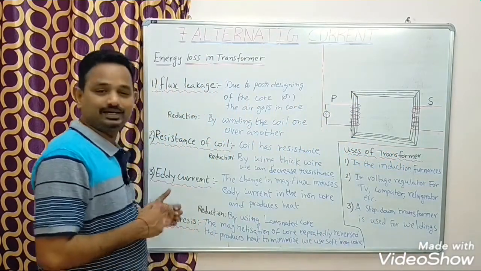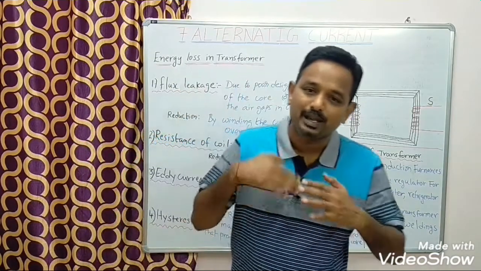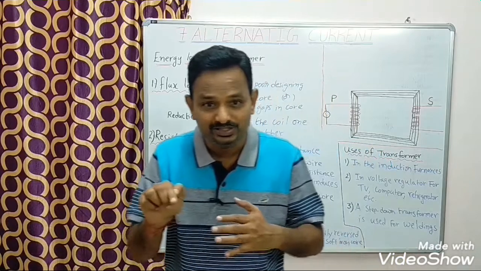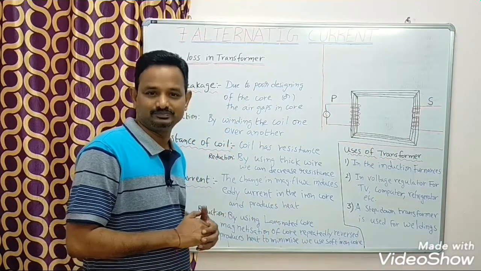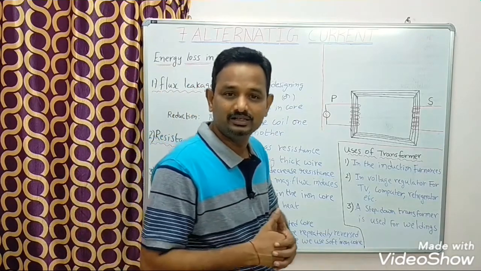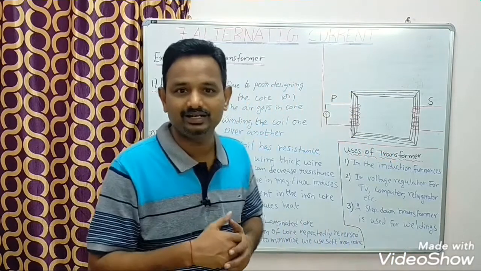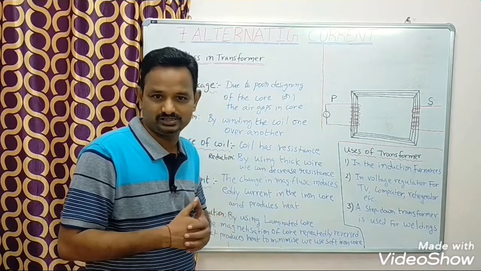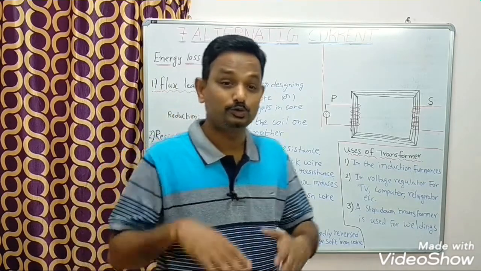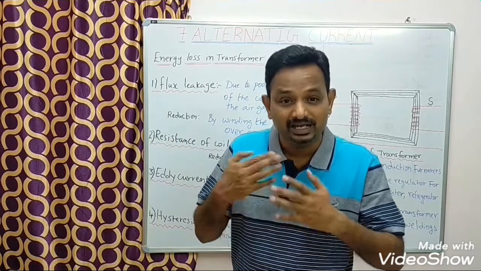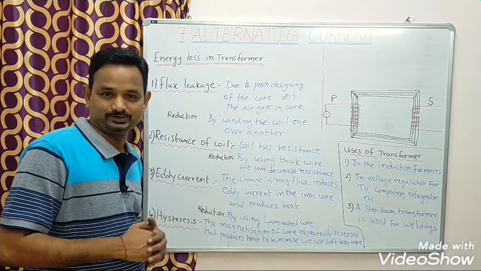Next one, eddy current. Here, the change in magnetic flux in the primary coil induces eddy current in the core material. Because of eddy current, heat is produced. Due to that, energy will be lost. So to reduce that eddy current effect, we need to use a laminated core.